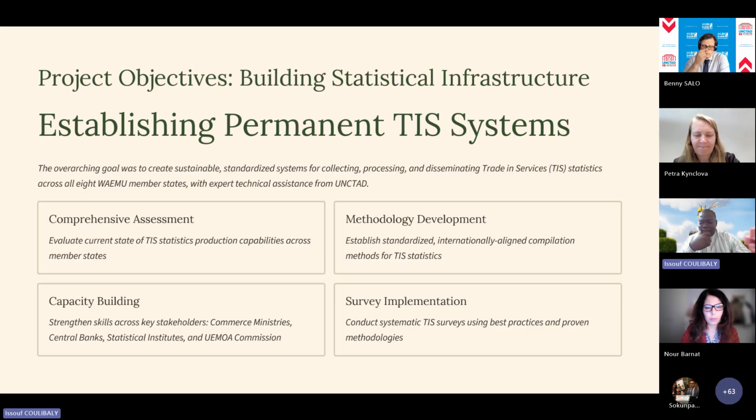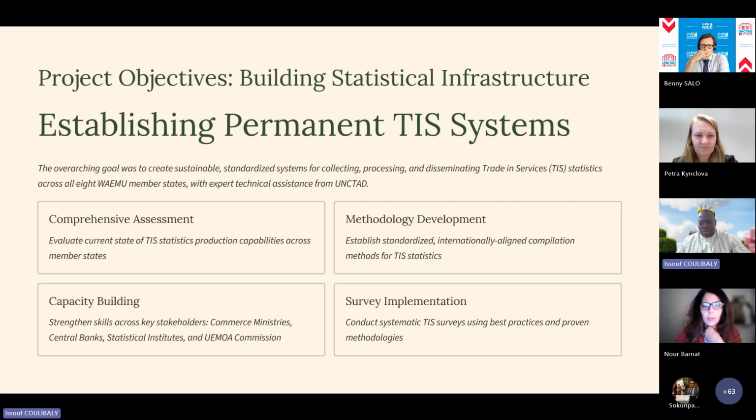In this project, we have the objective to develop methodology: establish a standardized, internationally aligned compilation method for trade in services statistics. There is a point to link with capacity building, to strengthen skills across key stakeholders: the Commerce Ministry, Central Bank, Statistical Institute, and UEMOA Commission.